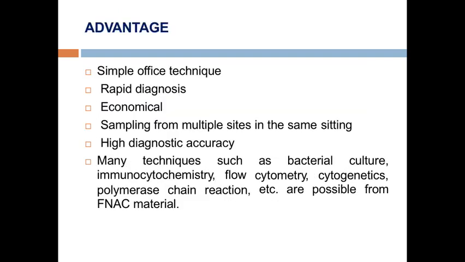So advantages we've already discussed, but let's just summarize. It's a very simple office technique. It helps in rapid diagnosis. It is economical. Sampling from multiple sites can be done in the same setting. For example, two different lesions are there, a lesion in the thyroid, a lesion in the lymph node. At the same setting, two needles can be put, the sample easily aspirated and a diagnosis given.